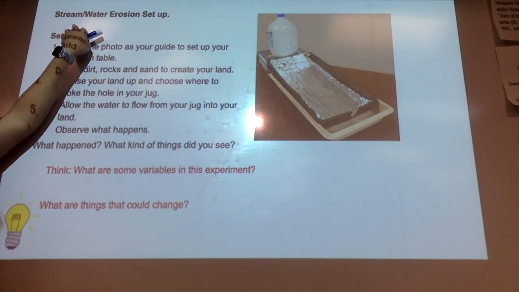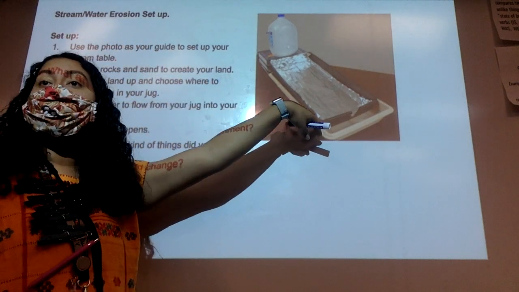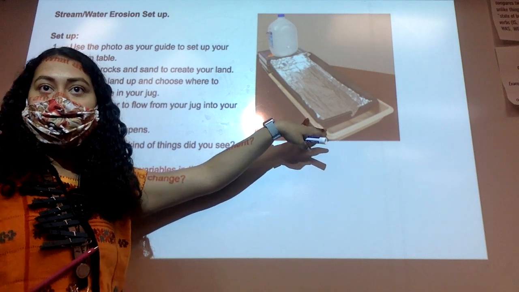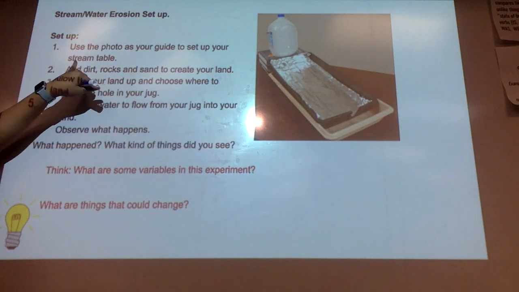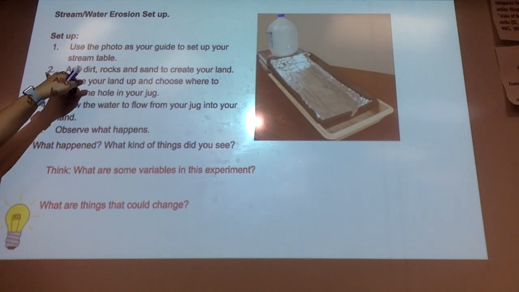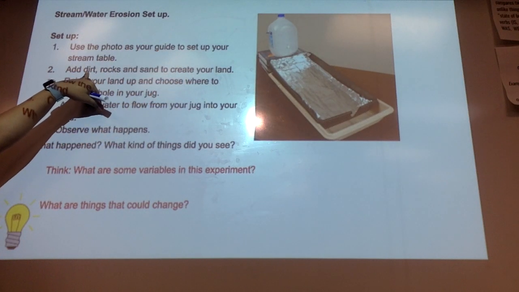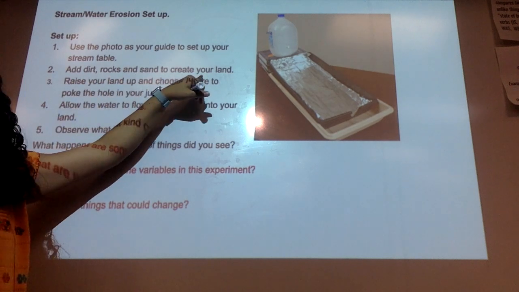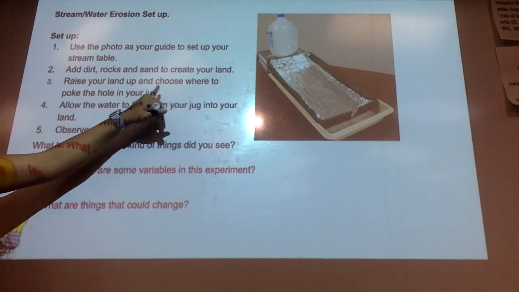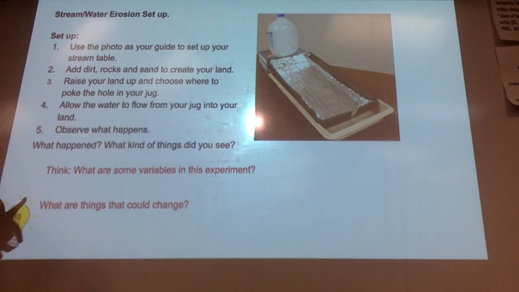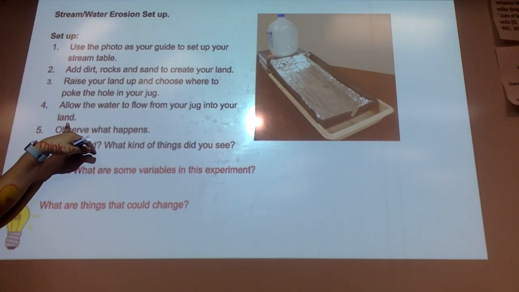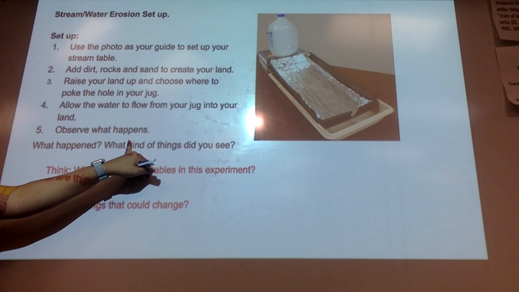Okay, stream/water erosion setup. This is like the one that you did with Mrs. Meyer's group when we did outside. Use the photo as your guide to set up your stream table. Number 2, you add the dirt, rocks, and sand to create your land. Raise your land up and choose where to poke the hole in your jug. Allow the water to flow from your jug into the land and observe what happens.